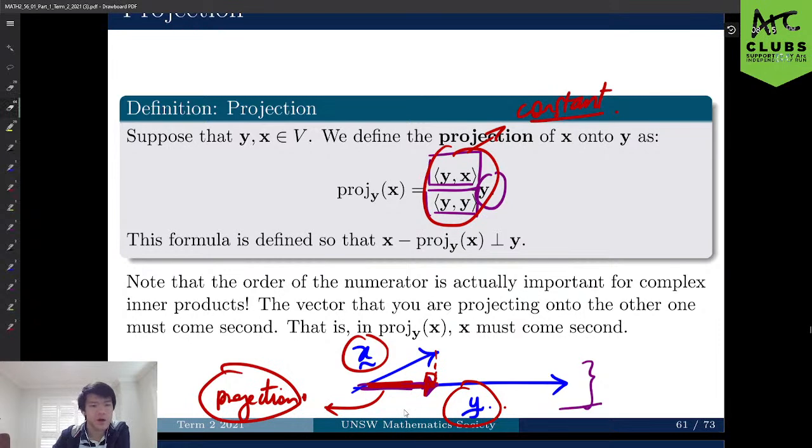The formula is defined so that we have this really nice property, which is that x minus the projection of x on y is going to be perpendicular to y. So this is the projection again, which means that x minus the projection is going to be this vector, which is perpendicular to y. That's why we use this formula, because x minus the projection of x on y is orthogonal to y.